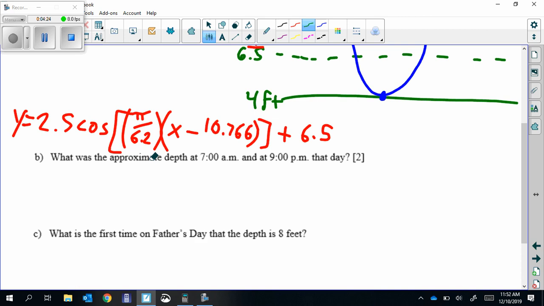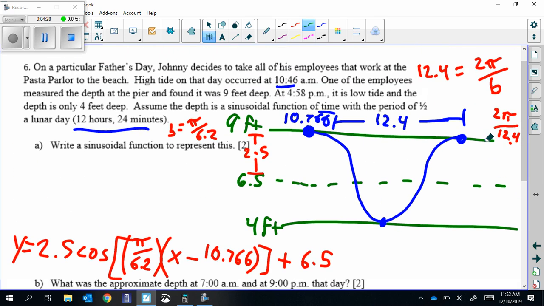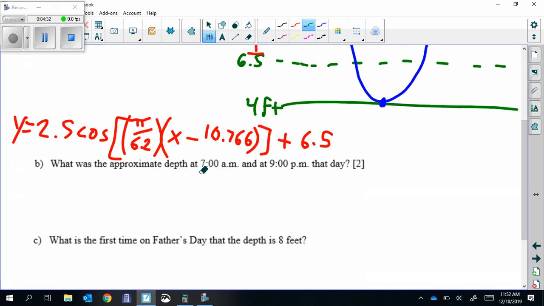7 a.m. Remember, with this, we have to use basically military time. So it's got to go from 0 hours to 24 hours, which means 7 a.m. is going to be x equals 7. 9 p.m. is going to be 12 plus 9, x equals 21.